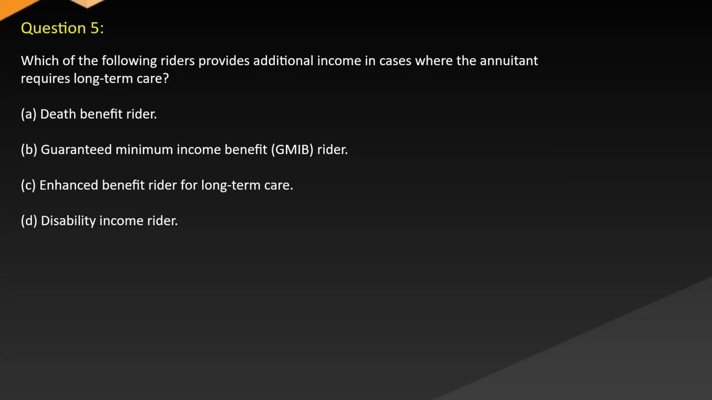Question 5. Which of the following riders provides additional income in cases where the annuitant requires long-term care? A. Death benefit rider. B. Guaranteed minimum income benefit, GMIB, rider. C. Enhanced benefit rider for long-term care. D. Disability income rider.